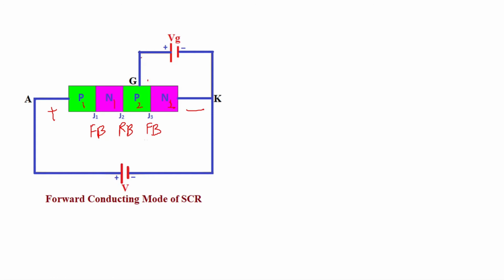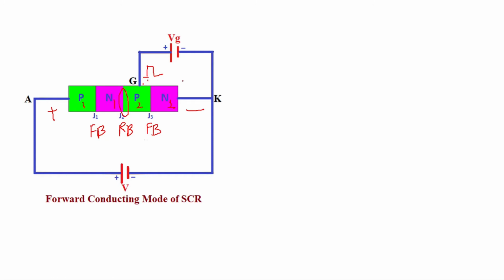So this is a positive pulse you can apply here. If you apply a positive pulse to this point, this will make the second junction, junction J2, go into breakdown a little early.